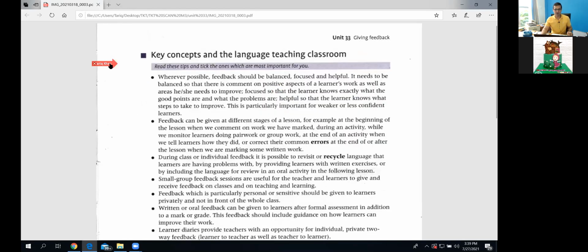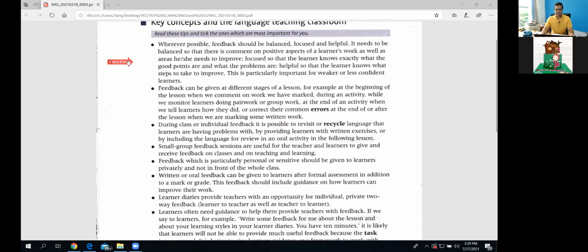Right. So now we will see key concepts in the language teaching classroom. Wherever possible, feedback should be balanced, focused, and helpful. Now, in a very short way, they have given you a nice formula for feedback. It should be balanced. It should be focused. What you want to tell should be clear. What are you talking about? Focused on the point which you are explaining to them.